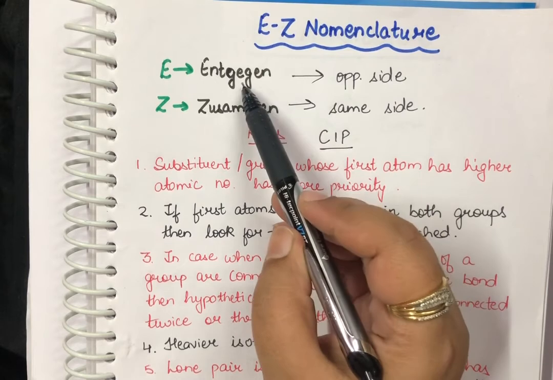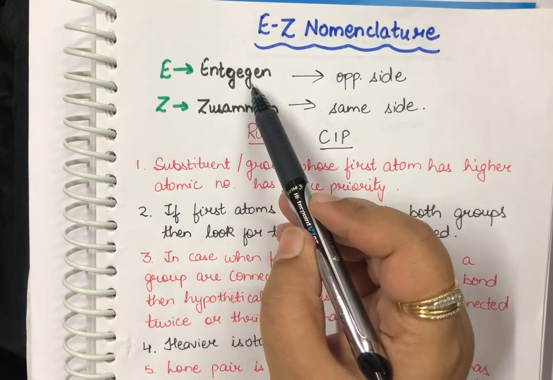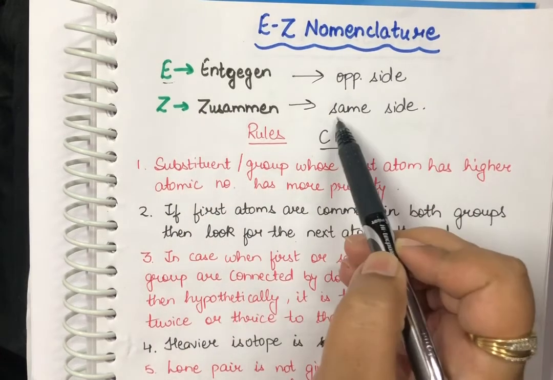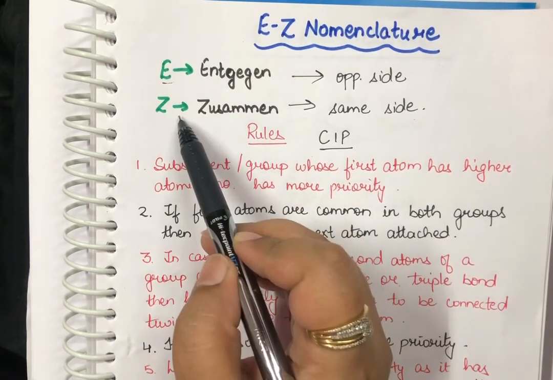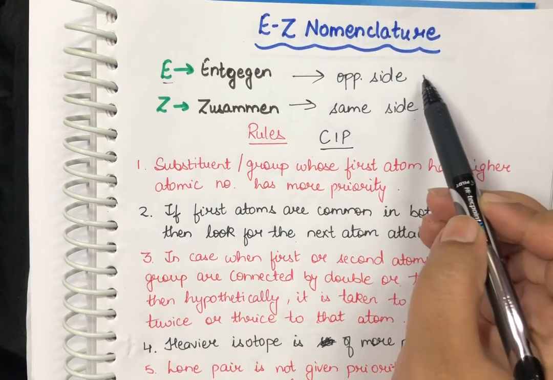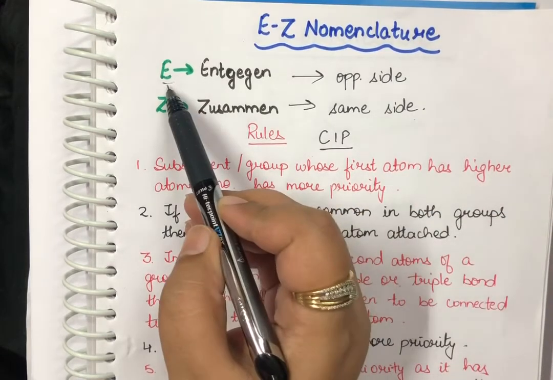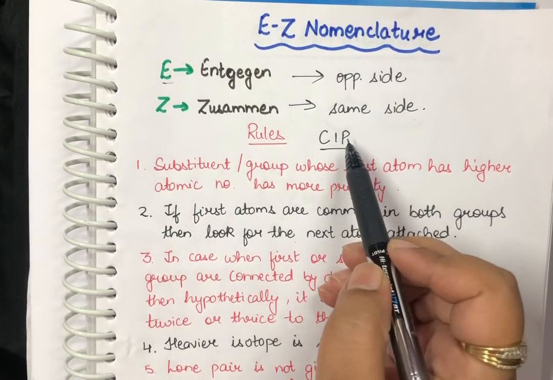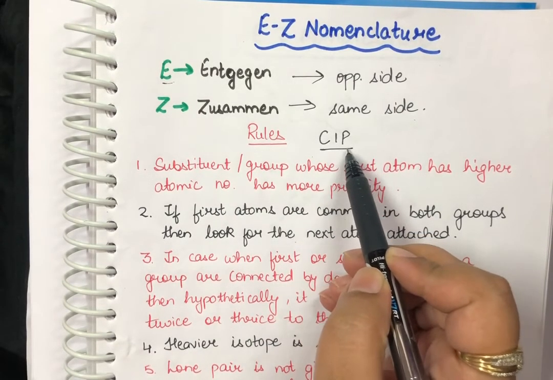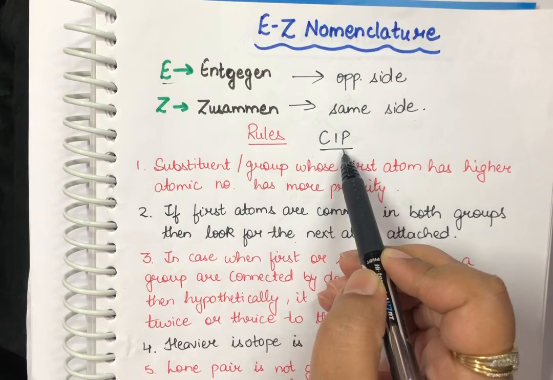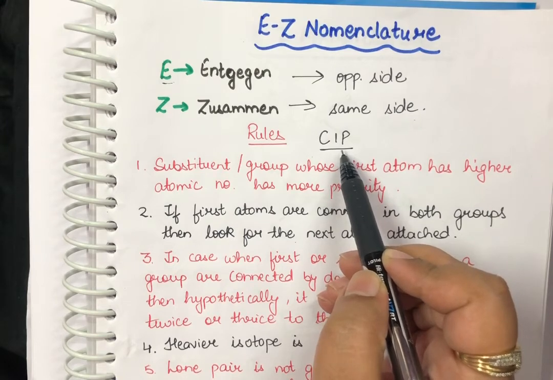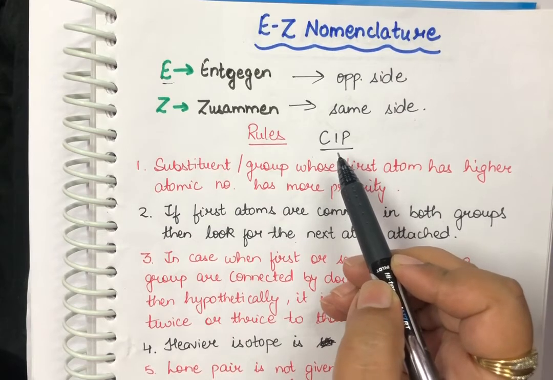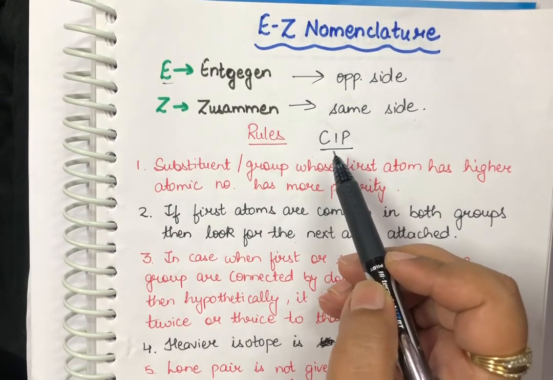And as I said, when we have the same priority groups on opposite sides, we name it E. And when we have them on the same side, we call it Z. I'll repeat, when they are on the opposite side, they are called E, and when they are on the same side, it is called Z. Now there are a few rules to follow. This group of rules is called CIP. CIP stands for Cahn-Ingold-Prelog rules, by the people who collected all the rules for naming EZ isomerism.